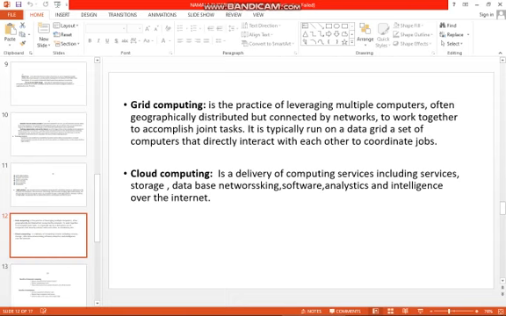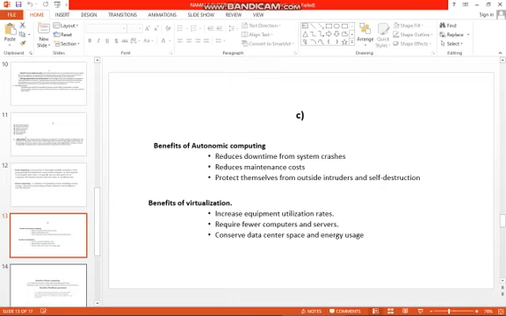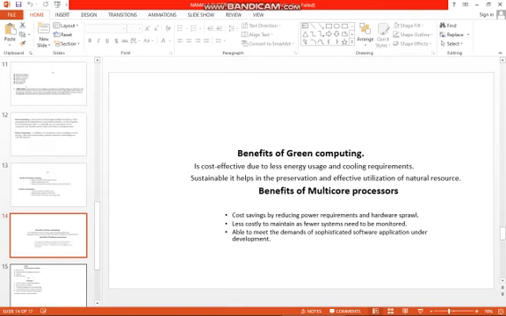Slide 13. Benefits: reduces downtime from system crashes, reduces maintenance costs. Benefits of virtualization: increases hardware utilization rate, requires fewer computers and servers. We go on to 14. Benefits of green computing: it is cost effective due to less energy usage and cooling equipment. Benefits of multi-core processors: cost savings by reducing power requirements and hardware scope.